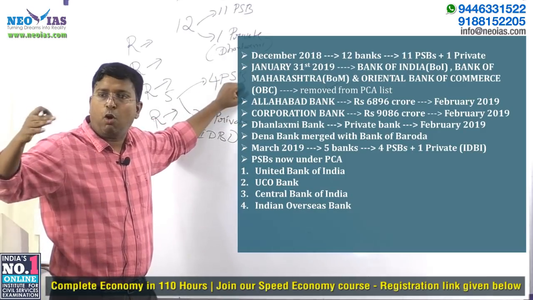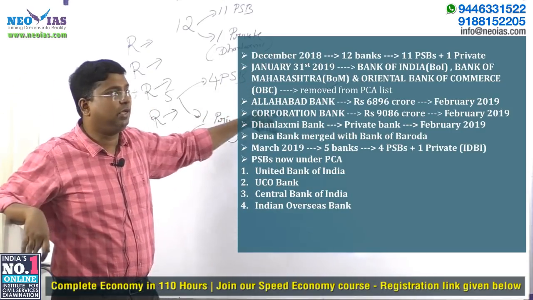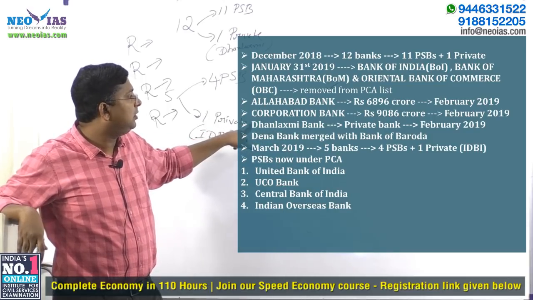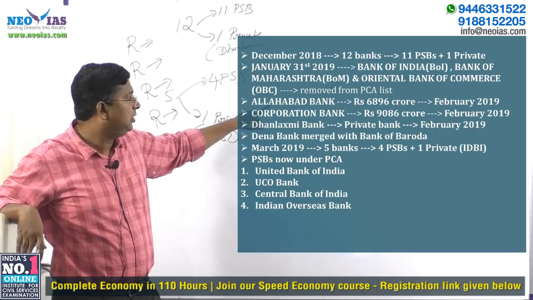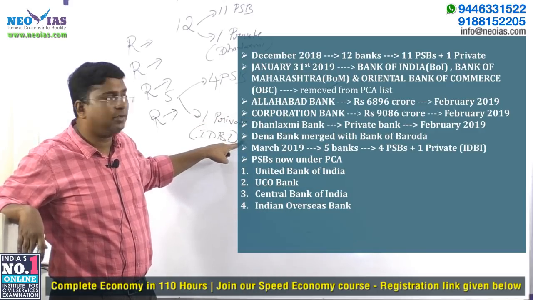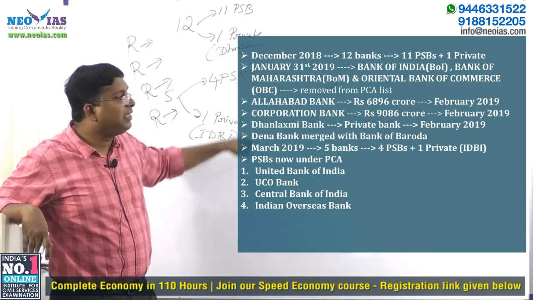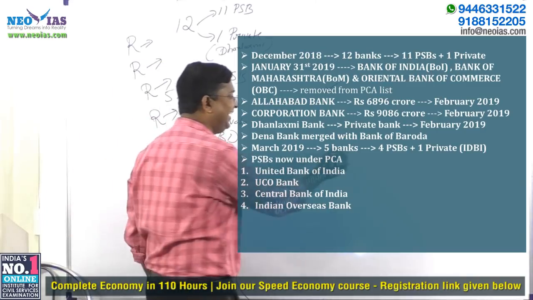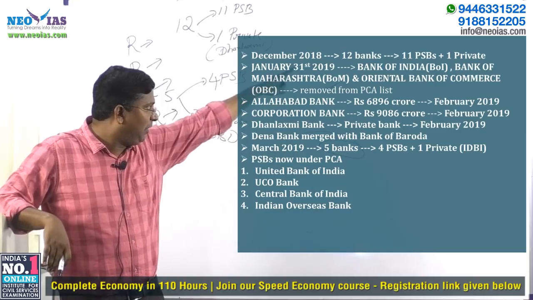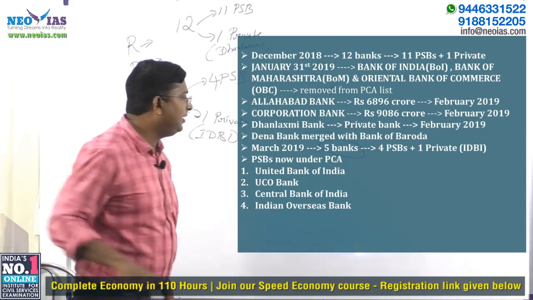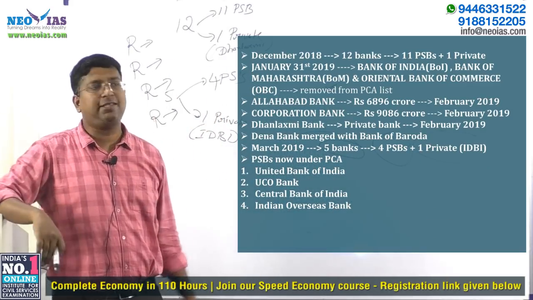In January, all three were public sector banks. In February, Dhanlakshmi Bank, a private bank, was removed from the list, along with Corporation Bank and Allahabad Bank. And what happened with Dena Bank? It merged with Bank of Baroda. So from 12 in 3 months, it came down to 5 banks, 4 public sector banks, and meanwhile IDBI was privatized, with LIC taking over.